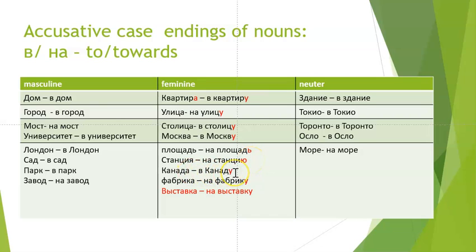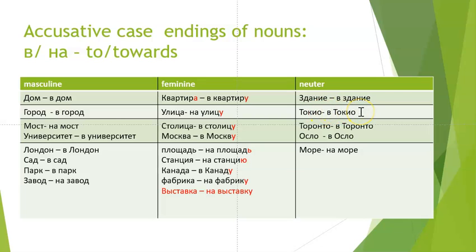Канада, в Канаду, the country. Фабрика, на фабрику, to the factory. Again, communal space. And выставка, на выставку, to the exhibition. So any type of show would be на. Здание, neuter, building. В здание doesn't change, to the building.